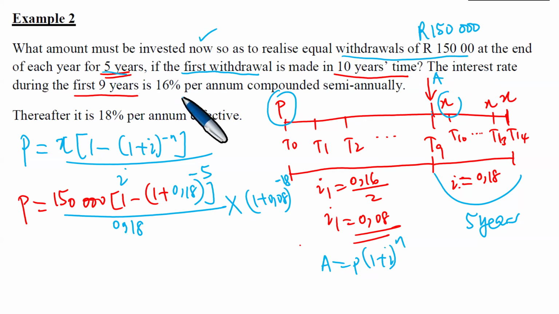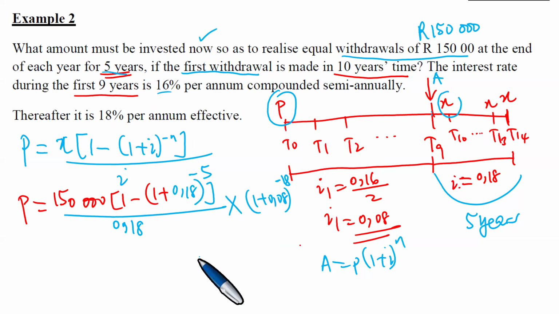So there are going to be 5 of them because it's for 5 years that the 150,000 is withdrawn. But if the first withdrawal is made in 10 years' time, so this guy waits. He says he's going to start withdrawing in 10 years' time. What is the interest rate during the first 9 years? It is 16%.